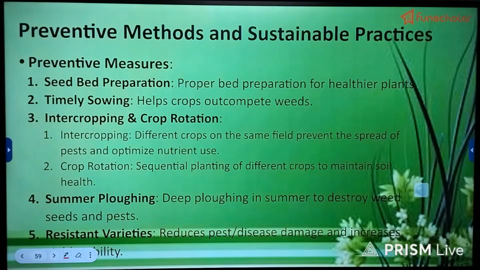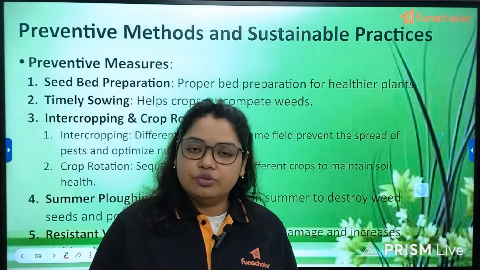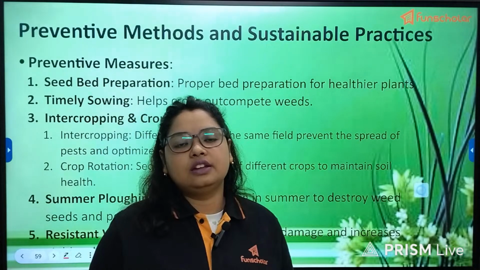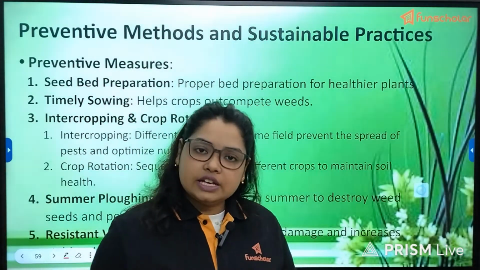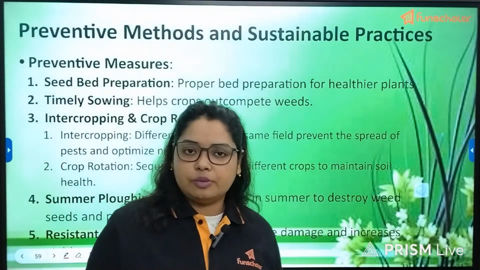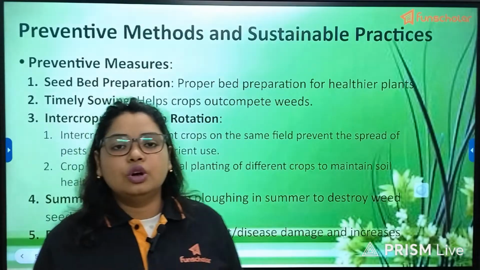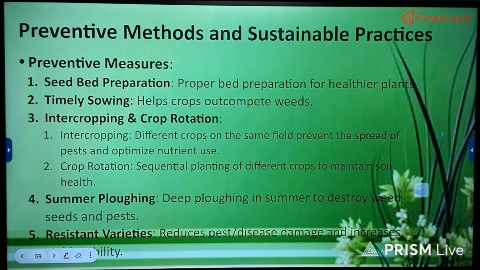Then we have crop rotation, which is sequential planting of different crops to maintain soil health. Here also, with the same principle of replenishing the nutrients, in one cropping season we plant one type of crop, and then in the next or subsequent cropping season we choose a crop which will be able to compensate for the loss of nutrients from the soil.